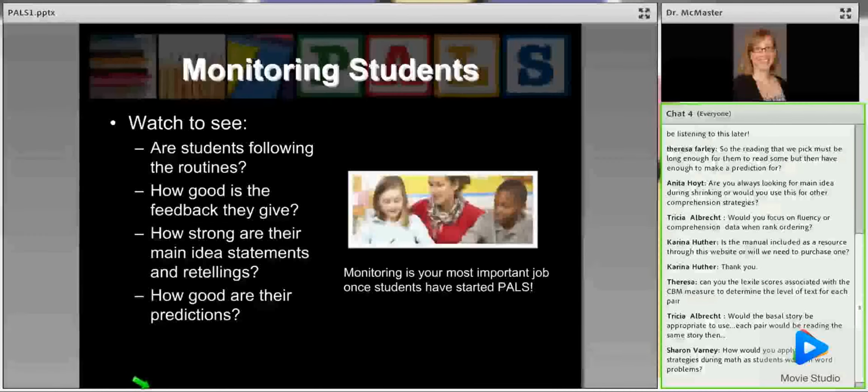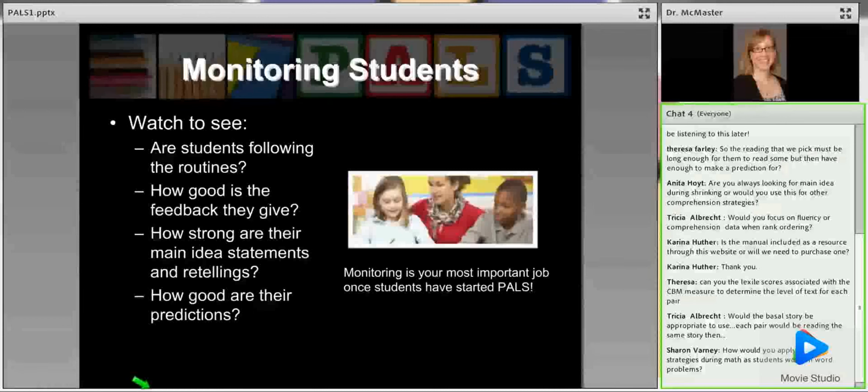If you need to, you can reteach good helping behaviors, have kids who are doing a really good job model what they're doing, so that kids can really do a good job of the coaching piece. You'll also want to listen to how strong their main idea statements are and their retellings.